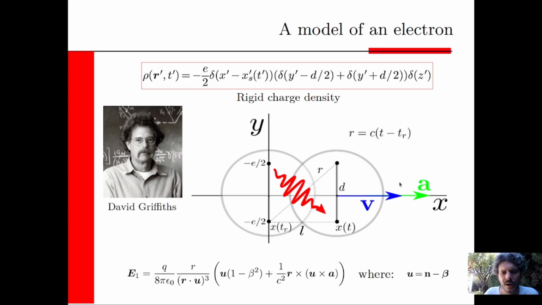The first model is the simplest model you can think of for an extended object, which is a particle. It was devised by David Griffiths in his book Introduction to Electrodynamics, chapter 11. Let's say you divide the charge into two points at a fixed distance, through a rigid charge density, and the size of the particle, if you want, is d.